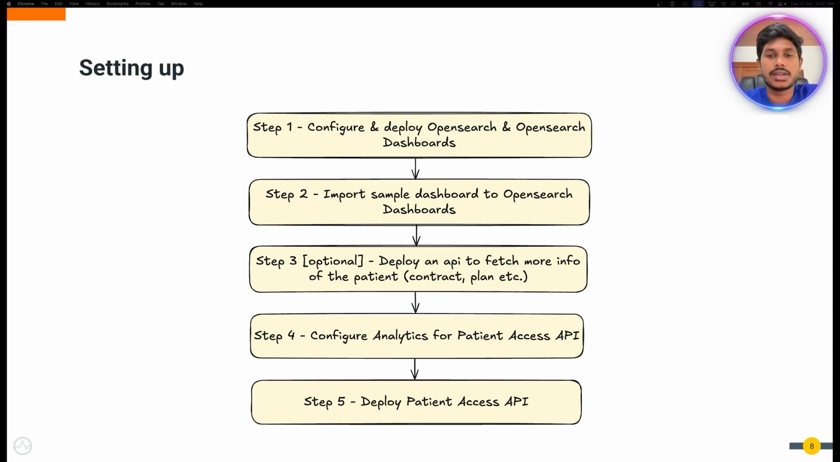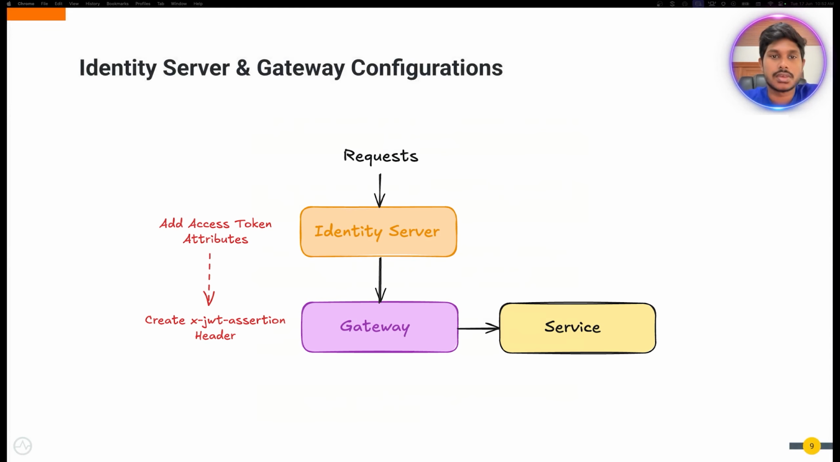Next, we need to add the configurations in the patient access API to enable analytics. Create a config.toml file and add the configs as in the sample config file. There are a few identity server and gateway configurations to do in order to fetch patient and client information of the requests. In identity server, we need to add the required user attributes like user ID in the access token. In the gateway, a JWT should be created with the relevant values taken from the access token and sent as a header named X-JWT-Assertion to the backend.